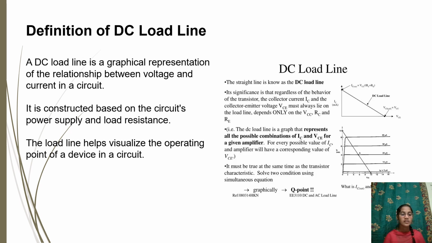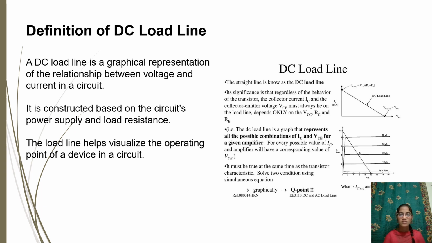Definition of a DC load line. A DC load line is a graphical representation of the relationship between voltage and current in a circuit. It is constructed based on the circuit's power supply and load resistance. The load line helps visualize the operating point of a device in a circuit.